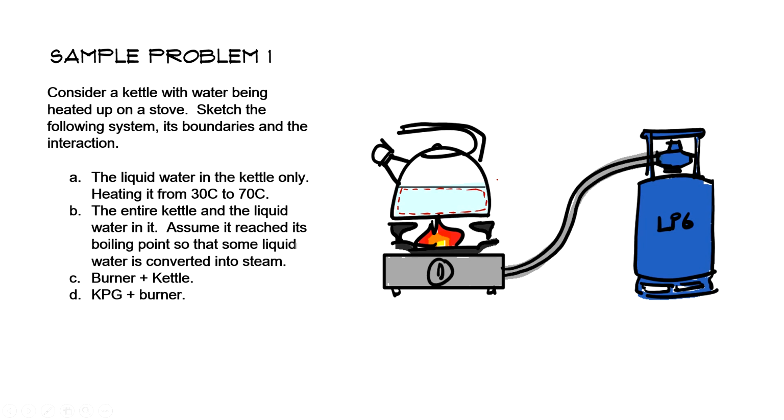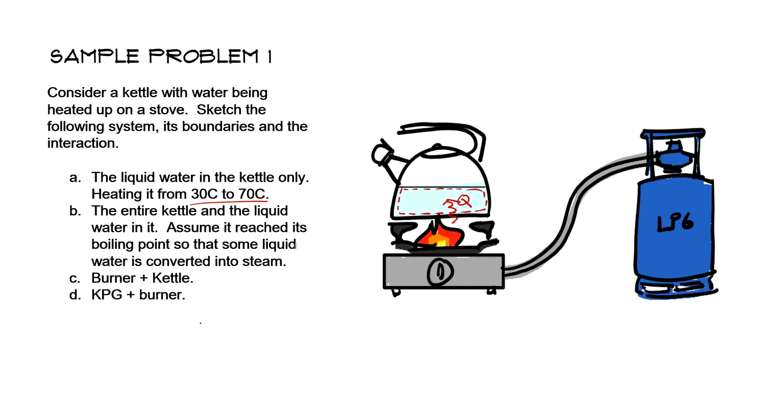Then what's going to be the interaction? Take note, it says only heating it from 30 degrees to 70 degrees C. That means we're not changing the phase, or converting the liquid water into steam. Then what are the interactions? We still have this mass of water inside. That's our system. We have here the heat transfer, this is Q. So heat is input into the system. So that's for letter A.